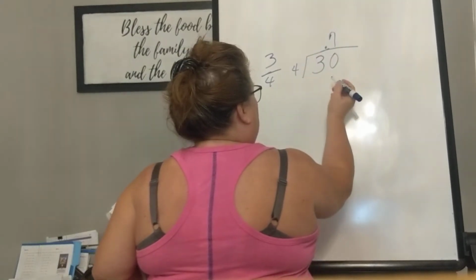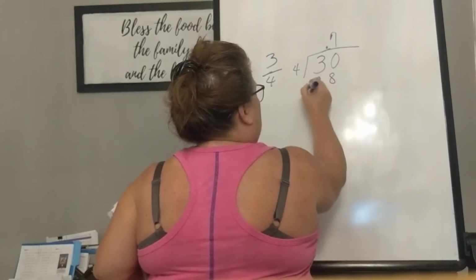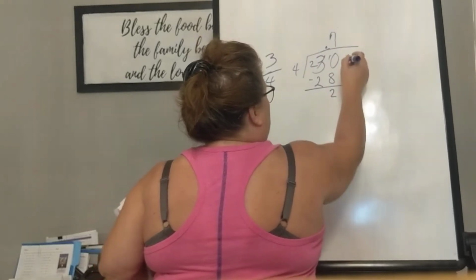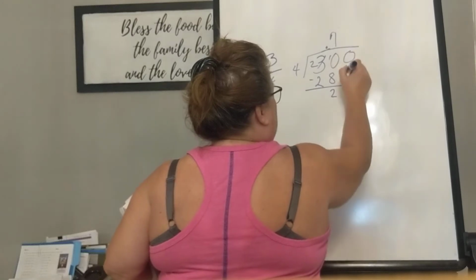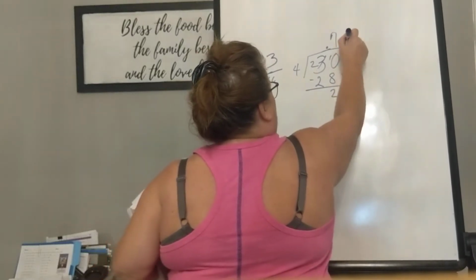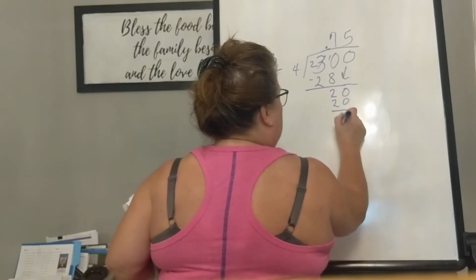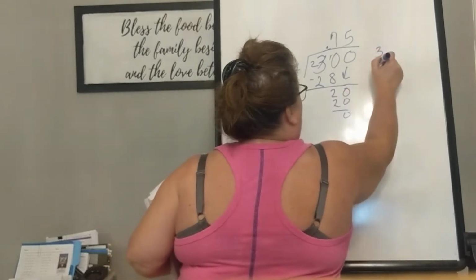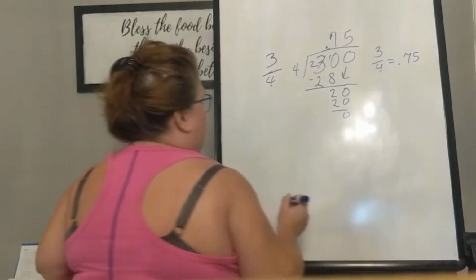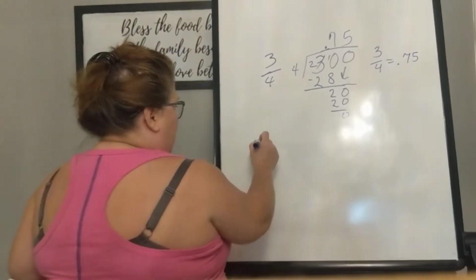4 times 7 is 28. We subtract, 30 minus 28 is 2. We bring down, or annex, another 0. How many times will 4 go into 20? 5 times, and 5 times 4 is 20. So 3/4 equals 0.75.